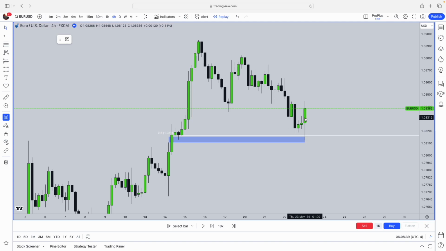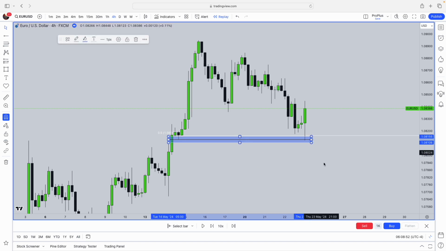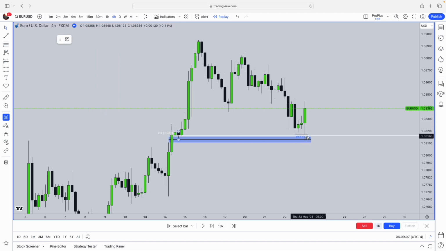Okay, so the bias for me was long yesterday during London. And so the reasons. So we get the consequent encroachment of this here. Okay. Consequent encroachment of the BISI, which is a buy side imbalance, sell side inefficiency. Mean threshold of the order block rejected, and the sell side here as well. So there's three things for price to potentially want to turn around. Okay, so there's three reasons: sell side, order block, BISI. Okay, so rejected the BISI here.